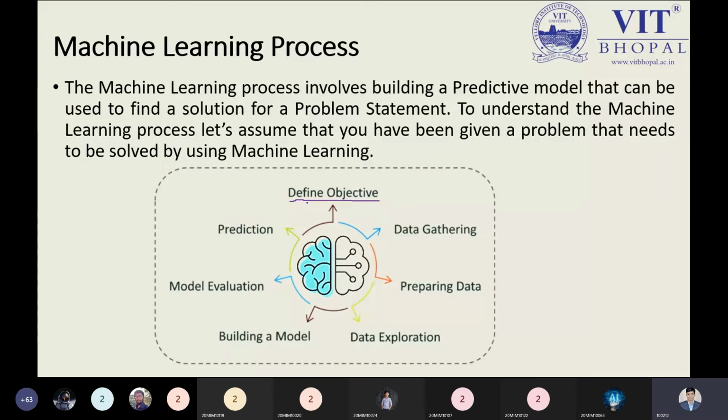So define the objectives is our first step to solve the problem in a justifiable way. Then data gathering will be required. In data gathering, you will collect the data from various sources. So data gathering means collecting the data from various sources: online survey, questionnaire, interview. There are various sources from which I'm generating the data.